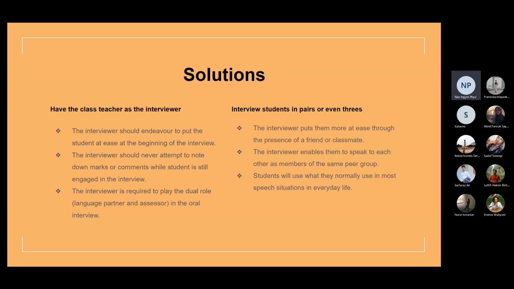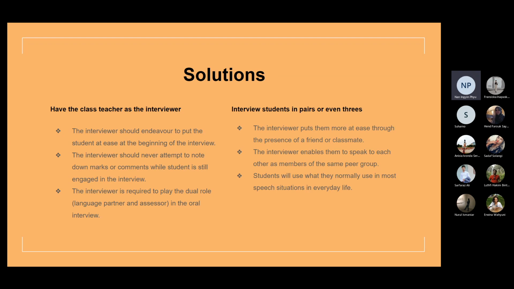At the same time, the interviewer sometimes also needs to play dual roles in the oral interview. Dual role means sometimes we need to be the language partner, and at the same time we also need to be the assessor from the interviewer's point of view. Because in some situations, like role play, we need to be the language partner. So that is one of the solutions.